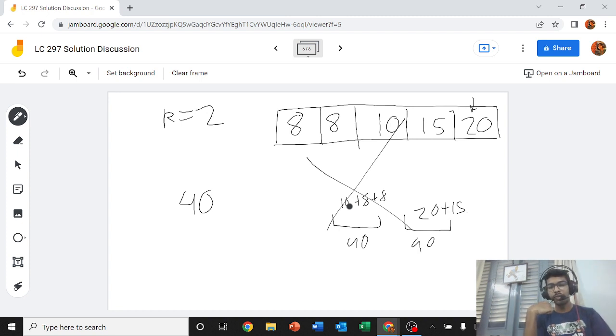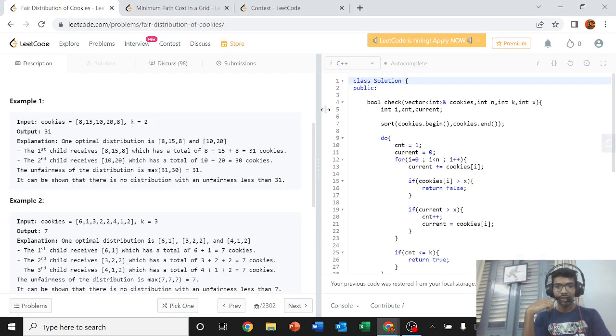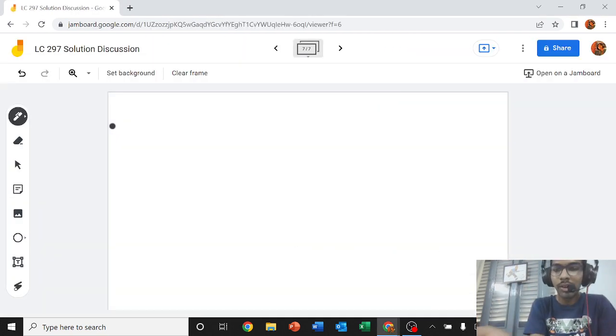This greedy approach does not work because there are cases where the gap cannot be filled in this particular way. So I initially tried to solve it using greedy, but it failed. Then I looked over the constraints, and the constraint was less than or equal to 8. So then it's just brute force. I need to just consider all possible permutations.